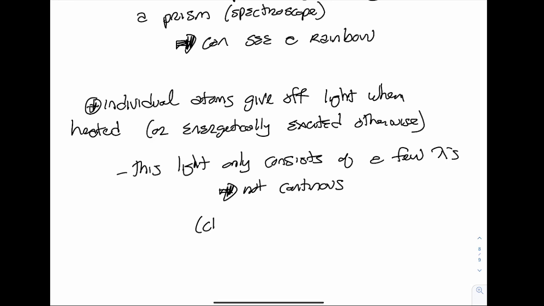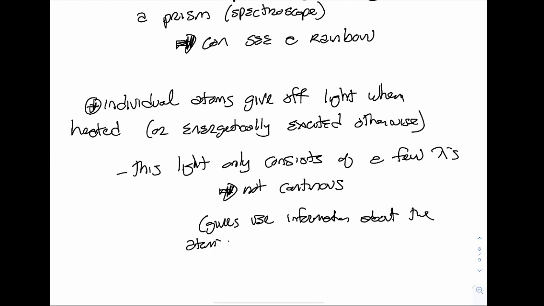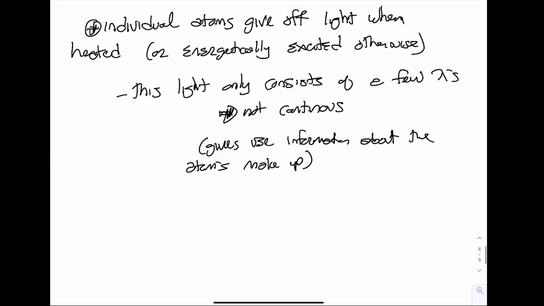And like I said, this gives us clues about the atom's makeup. Those colors we see are in the form of what's called a line spectrum. And I didn't write it down, but I did say that the light we get from one particular atom is different than atoms of a different element. Hydrogen and mercury are going to give us different line spectra.